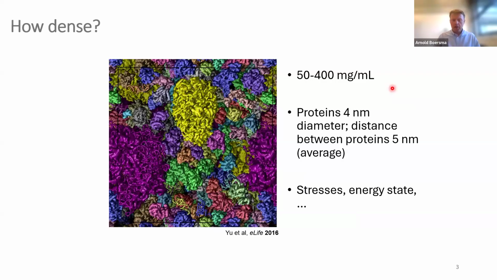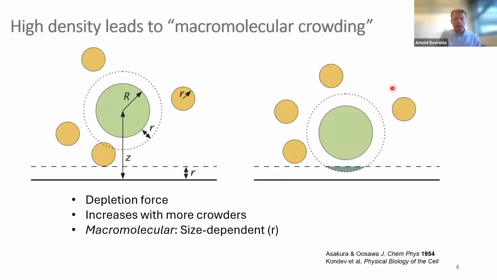So what do these concentrations mean? For example, E. coli is about 300 milligram per milliliter of crowding. The average protein is about 4 nanometers in diameter in E. coli. And if you put them on an equal lattice, the average distance between the proteins is about 5 nanometers between the surfaces. So between every protein, another protein fits. Now, this is just in an ideal situation, but of course you have stresses, you have different energy states, and this causes changes in crowding, and things move differently. So crowding is quite variable. It's not like a single value, even though it could be optimal.